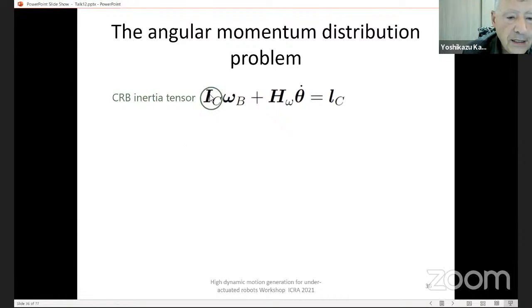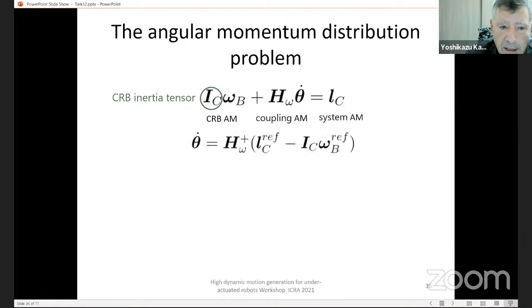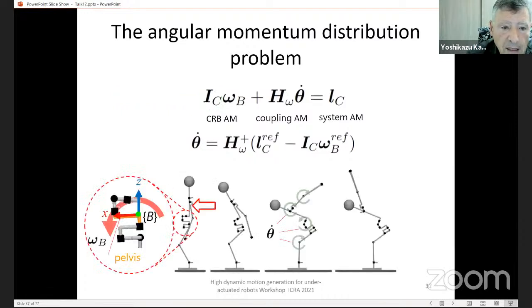And therefore, here in front of the base or base link, we have the CRB, the composite rigid body inertia tensor. This is the coupling inertia, the same. So you have something which I will call system angular momentum, it's a centroidal angular momentum. So I have a CRB angular momentum component, and I have a coupling angular momentum component. Now I can solve for the joint velocities using, for example, the pseudo-inverse of H omega, when I know the LC reference and omega B reference.